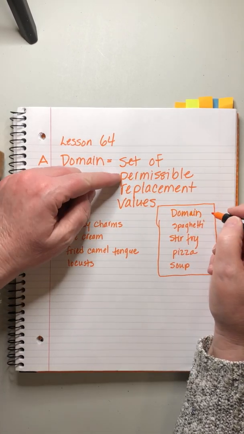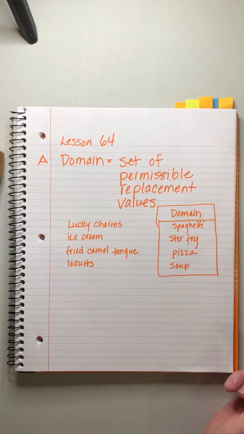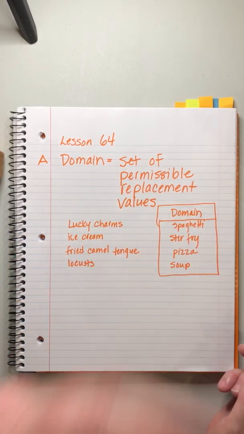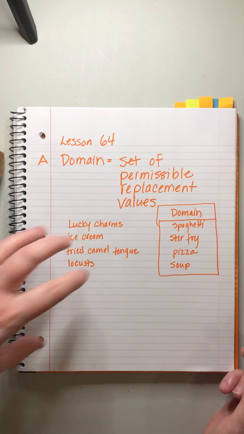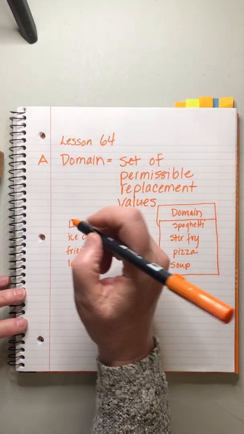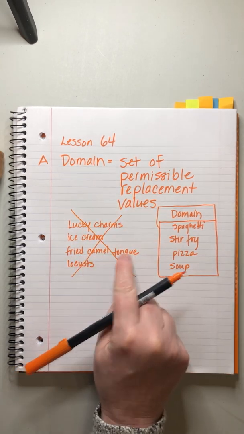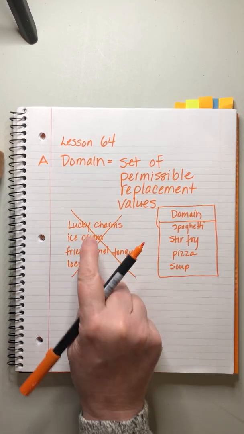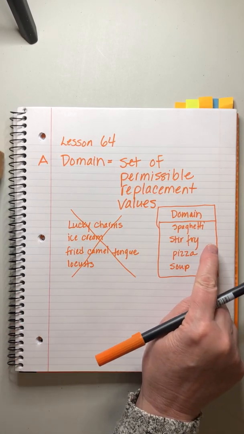They are permissible replacement values when I ask the question, what should we have for dinner? I bet your family works much the same way. So domain is like what you're allowed to choose from when your mom asks, what do you want for dinner? These are not in our domain, all right? Because we don't eat these for dinner. Fried camel tongue and locusts, we don't eat at all. These we eat sometimes, just not for dinner.